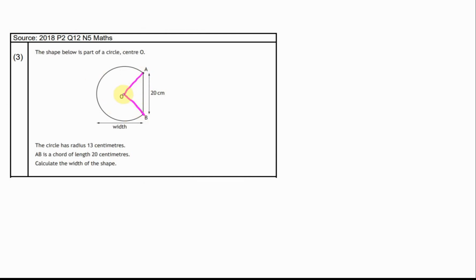What I've done here is I've drawn on 3 radii. They are all the same length because they go from the centre to the edge of the circle. So they are all radii, and they're all the same length. Now we know the radius is 13, so that's how long those radii are. We know the chord length is 20, that's already on there, and we're calculating the width of the shape. So you can see from what I've drawn here, the width of this shape is going to be this radius plus this length in here.